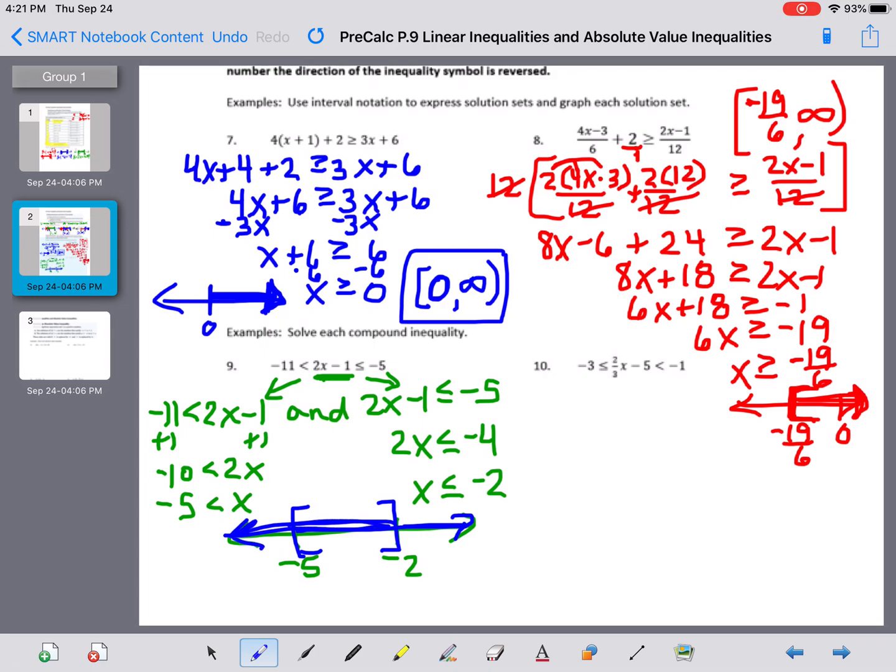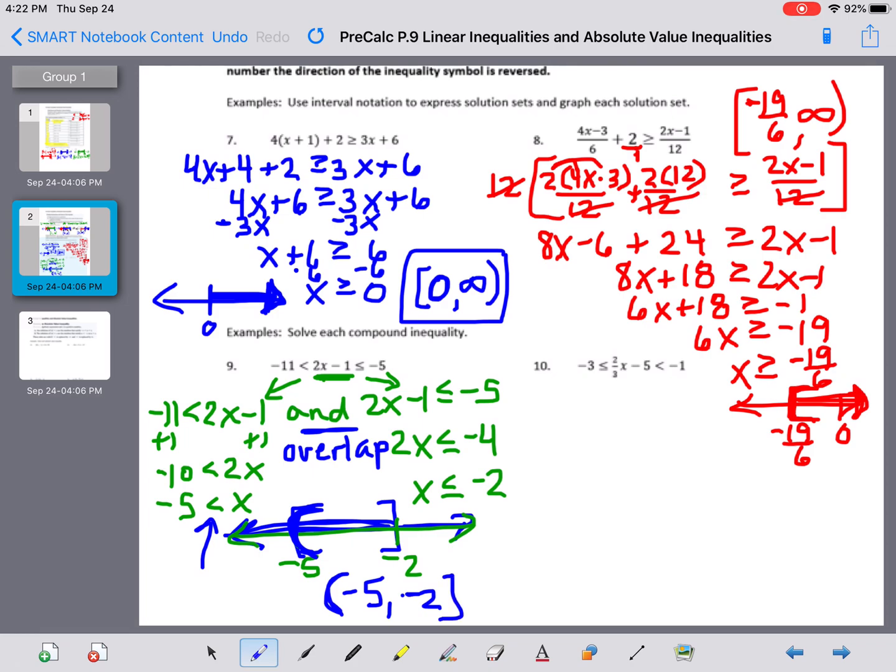Anytime this is an "and," I need an overlap, okay? "And" is an overlap. I need to know where they share that because x needs to stay within both of those. So my answer would be between negative 5, oops, I need to fix. On this left side, I did not have an equal sign, so it's going to be a parenthesis. Make sure that's a parenthesis there. And negative 5 to negative 2, and the negative 2 gets a bracket.